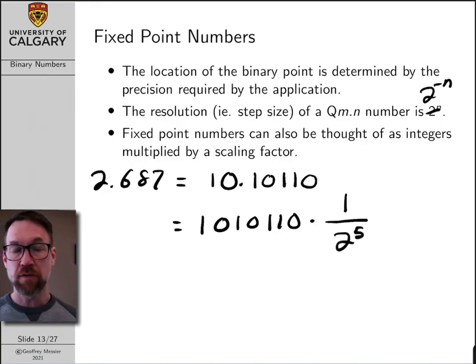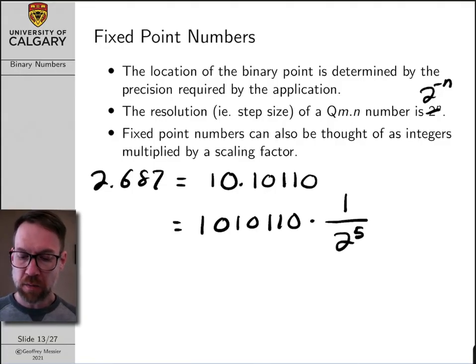Exactly like the scaling factor for the base 10 numbers, where we multiplied by 1 over 10, and the exponent of 10 was the number of digits we allocated to the fractional part. Now we're multiplying by 1 over 2, and the exponent is the number of digits that we choose to represent the fractional part.